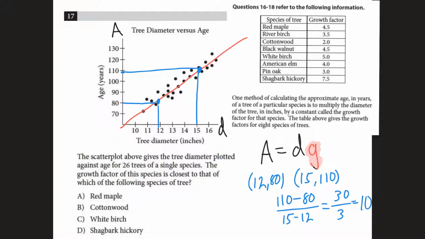Now that's pretty high. It looks like none of the growth factors are quite that high, but it looks like most of them are pretty low. Most of them are below 5, and this one, the shagbark hickory, is the only one that's significantly higher. I'm going to go with D for our solution.